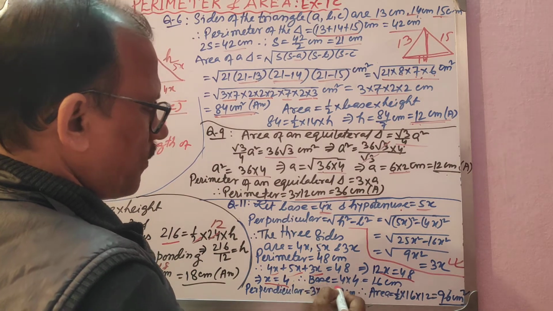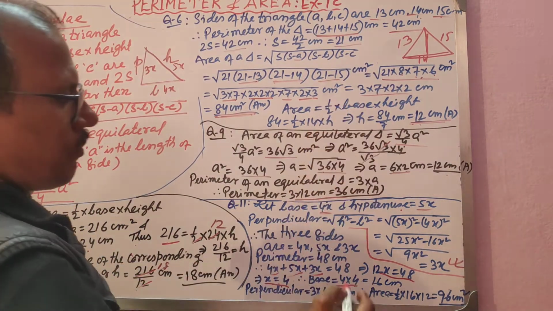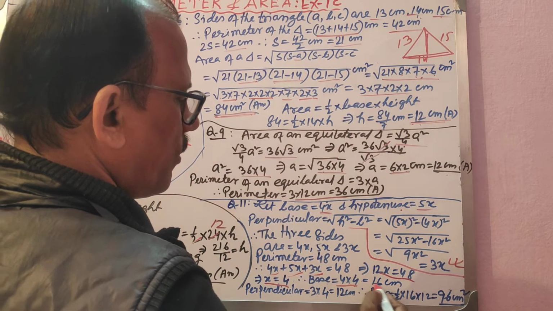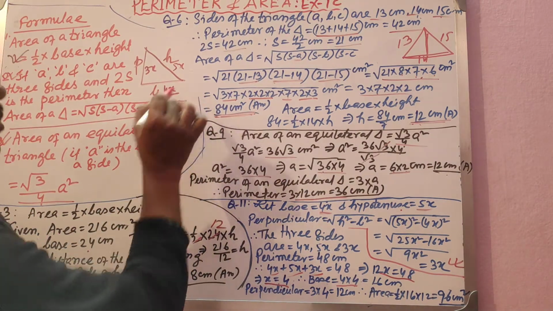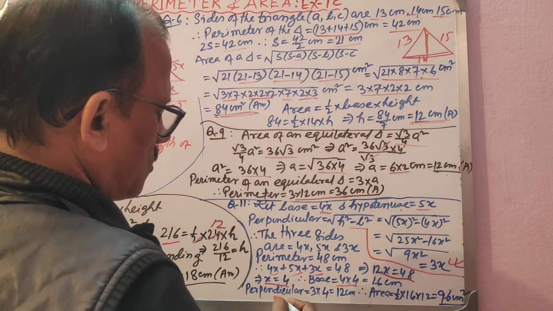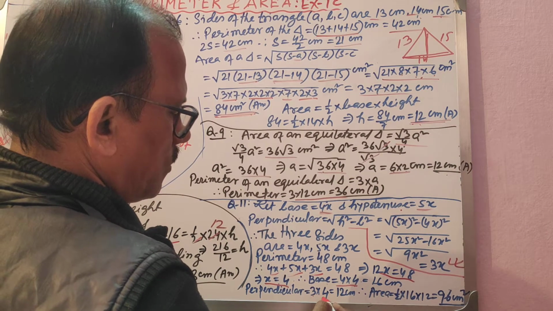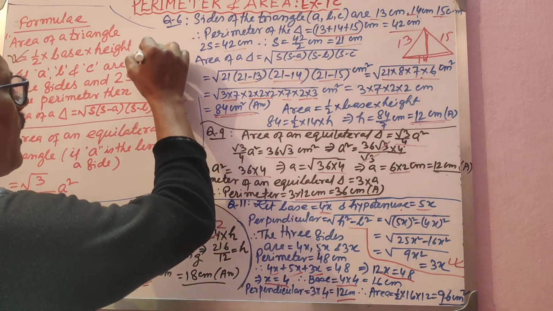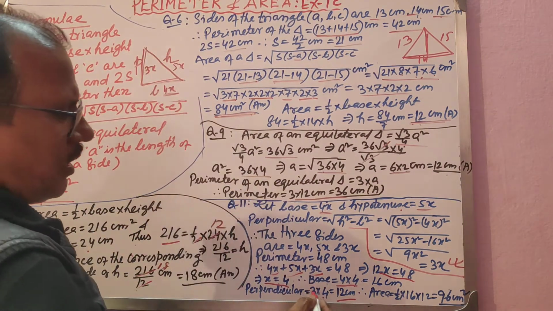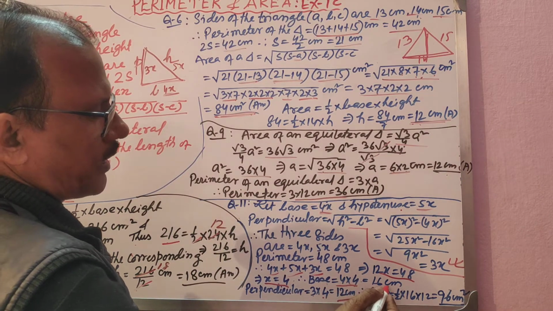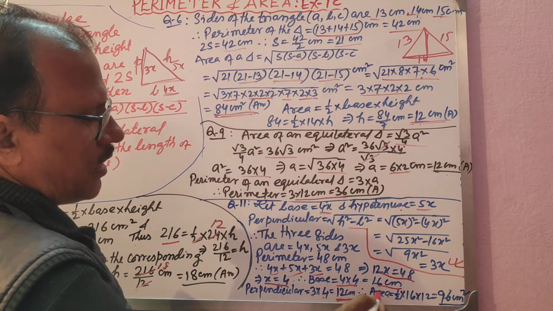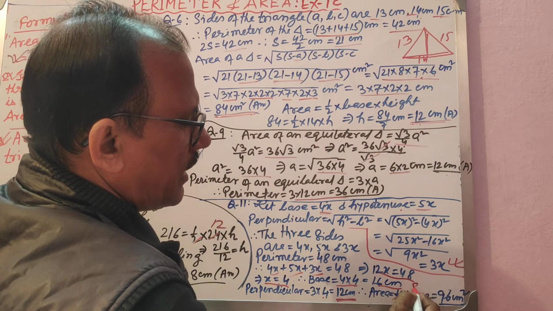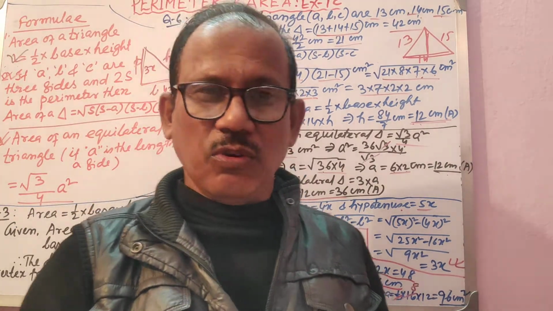So base will become what? Because you have to find out the height: the base was 4x, so 4 into 4, that is 16 centimeter. Perpendicular will become 3 into 4, that is 12 centimeter. Area is half into base into height, and height will be the perpendicular. So area will be half into 16 into 12 centimeter square. If you solve it, 8 12s are 96 centimeter square will be the answer.